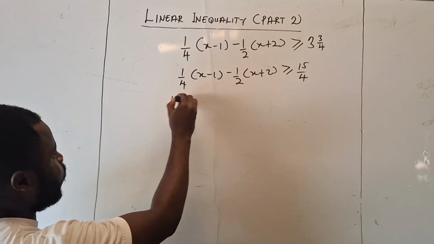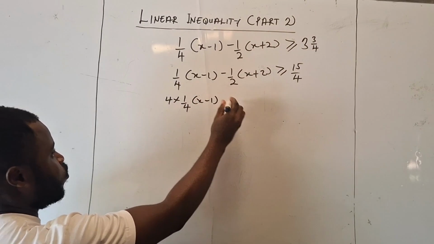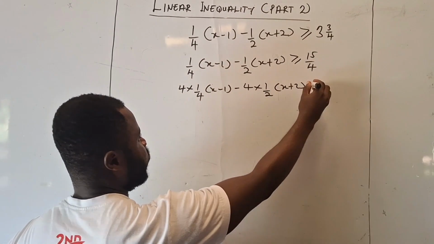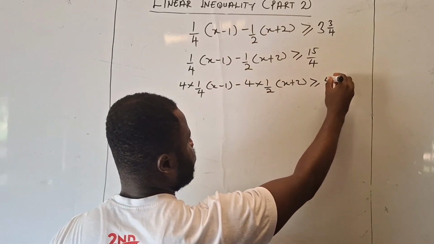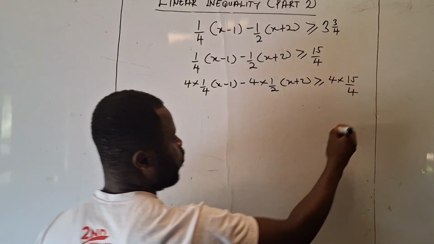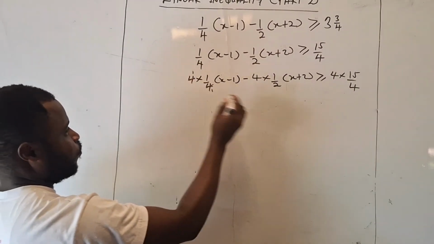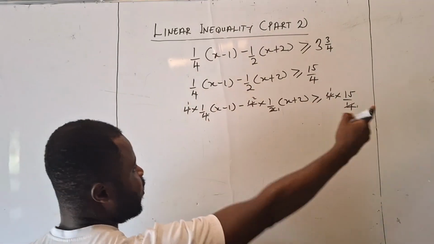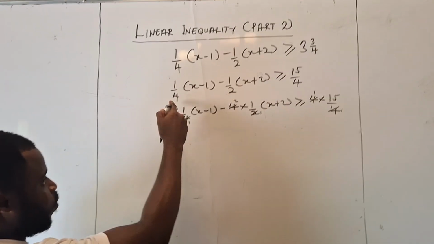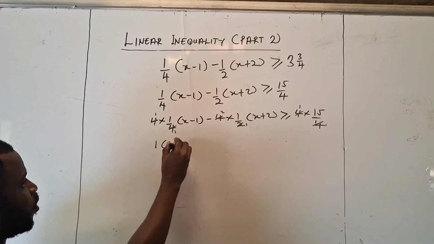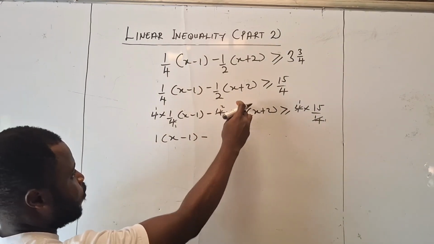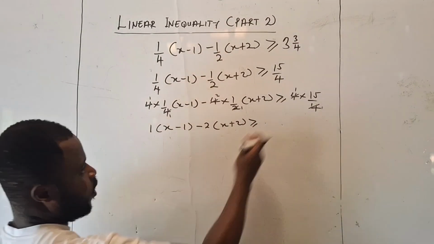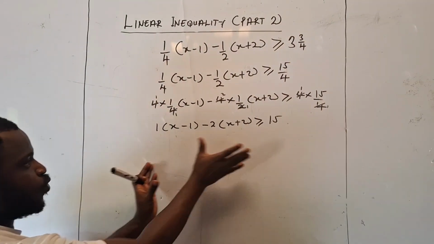So we are going to multiply here 4 times 1 on 4 (x minus 1), minus 4 times 1 on 2 (x plus 2), greater than or equal to 4 times 15 on 4. 4 can divide 4, 2 can also divide 4, 4 can also divide 4. Now we have eliminated the denominator. Now 1 times 1 is 1. So we bring this with a bracket, (x minus 1), minus 2 times 1 is what? 2. Then bring the bracket (x plus 2), greater than or equal to, then 1 times 15 is 15. So you see we have reduced this fraction.